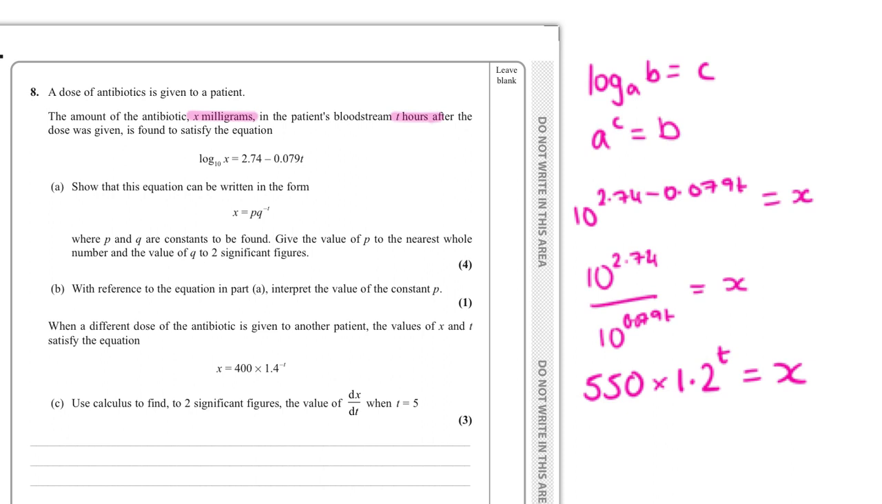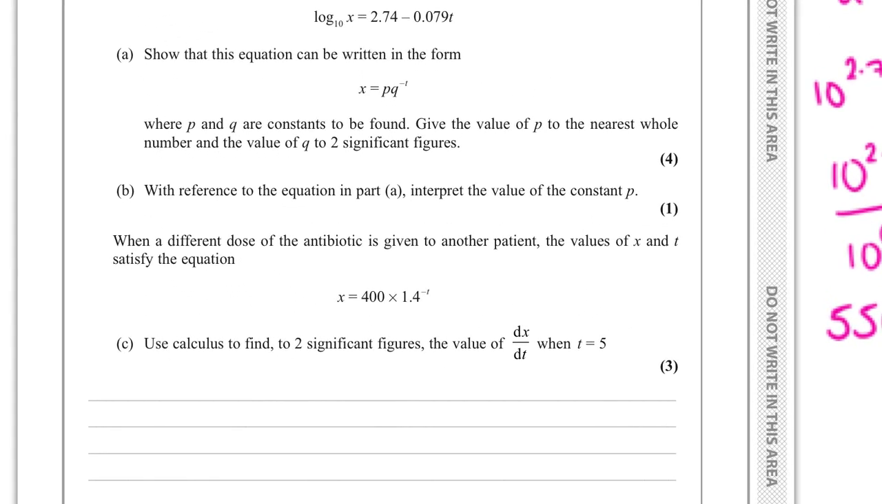We know it's 550, but I don't think we have to go into that much detail. We can just say p is the amount of antibiotic. Now, because it says with reference to the equation, interpret, we need to make sure we're talking about the antibiotics in the patient's bloodstream. p is the amount of antibiotics in the bloodstream at the start.